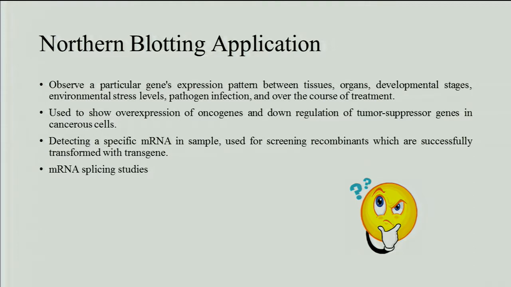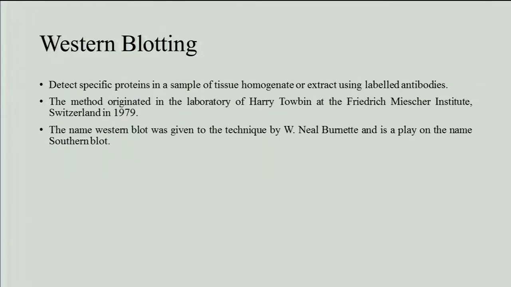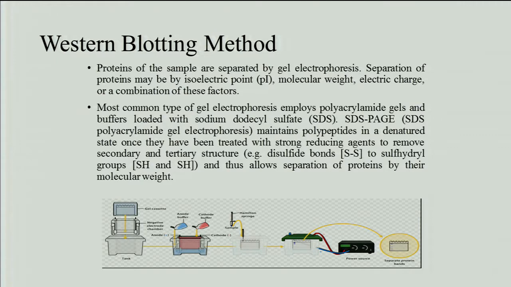Again, this is related to cancer tests. You basically see how the gene expression goes and changes among different tissues, organs, and development stages. So you would be able to find out how the messenger RNA is transferring the information. Western blotting has the same idea, but it is used for protein.